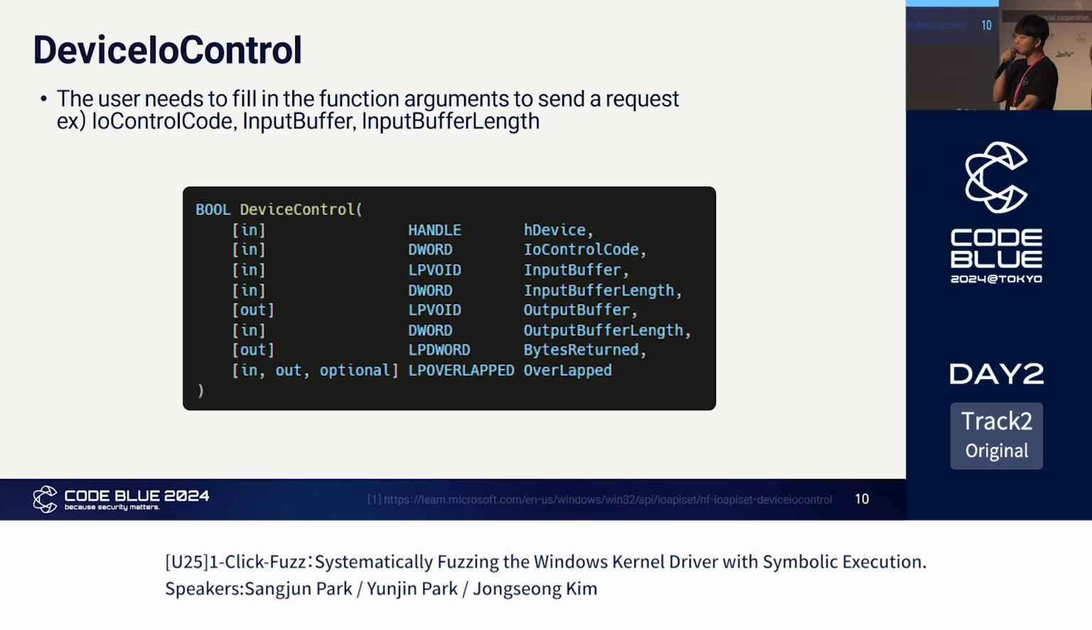So, what is a device I/O control? It is a Windows API that allows the user to send a specific command to the driver. When using this function, the user needs to set up an input buffer to pass data to the driver and an output buffer to receive the result of the processed command from the driver.